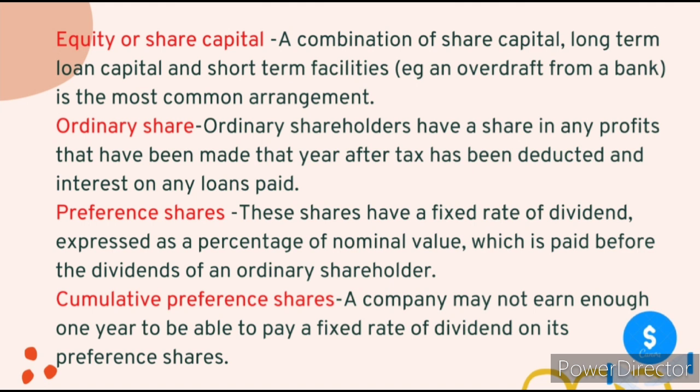Preference shares. These shares have a fixed rate of dividend expressed as a percentage of nominal value, which is paid before the dividends of an ordinary shareholder. Preference shareholders do not have a right to a vote. Cumulative preference shares: a company may not earn enough one year to be able to pay a fixed rate of dividend on its preference shares. With a cumulative preference share, any shortfall is carried forward to the next year.